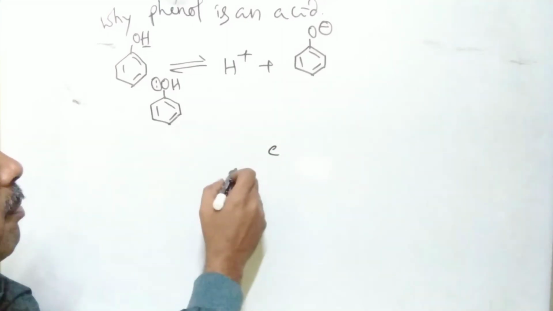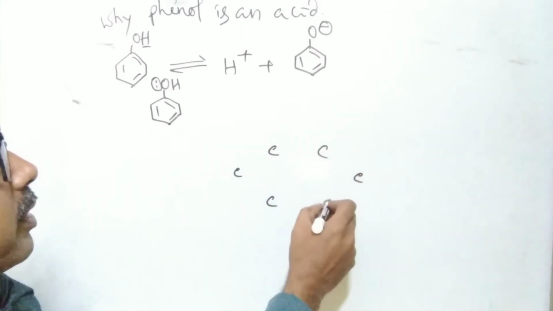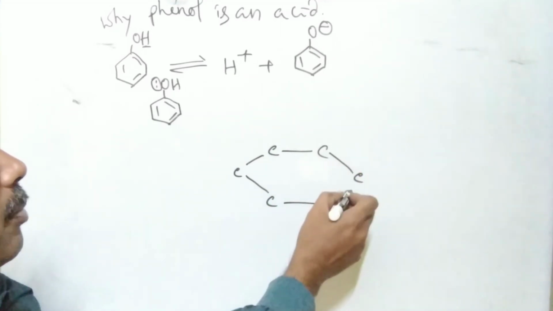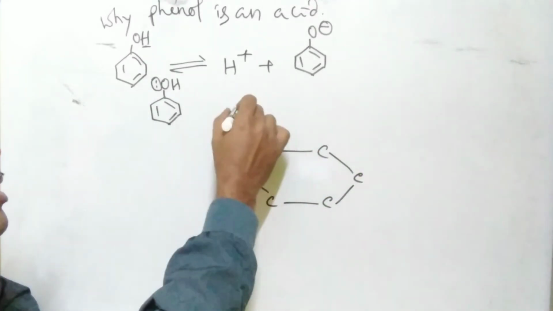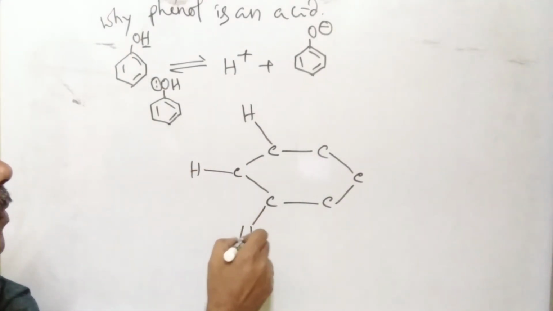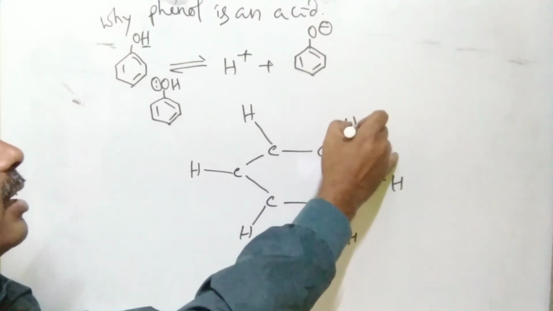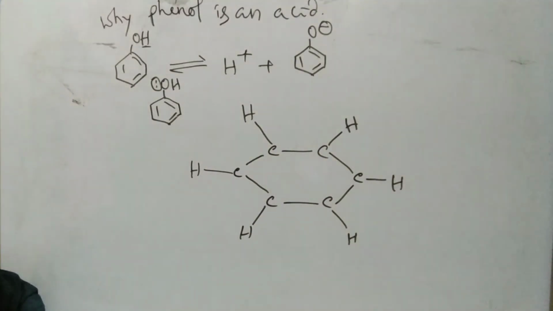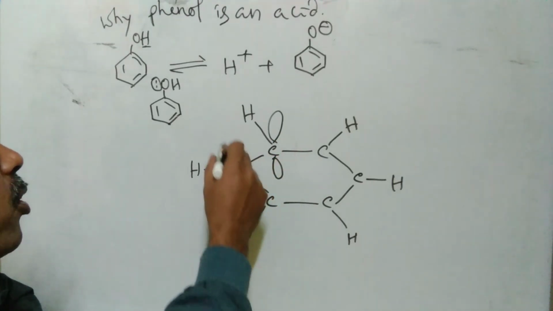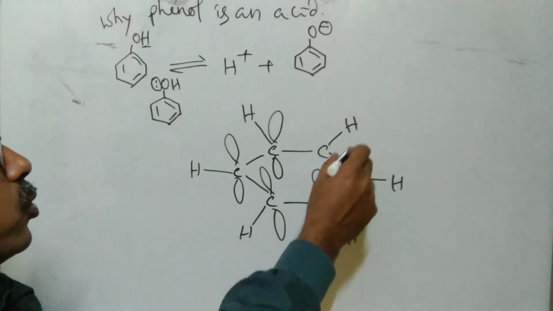Now what is benzene? Benzene has a planar structure. Each carbon is sp2 hybridized, that means they have made 3 sigma bonds. After formation of these bonds, the pz orbitals still remain unhybridized. All the pz orbitals are perpendicular to the bond axis. These are pz orbitals which are unused.